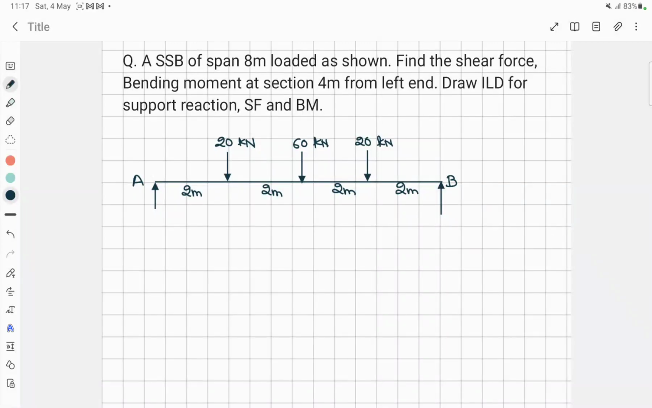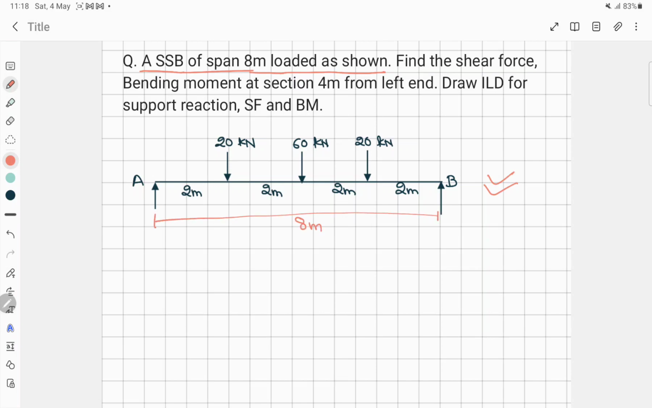Everyone, in today's video I will be solving a problem based on influence line diagram. So this is the question here. It says that a simply supported beam of span 8 meter is loaded as shown. Okay, so here this is a simply supported beam which is of 8 meter length.